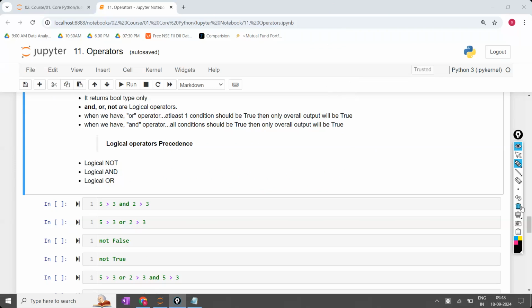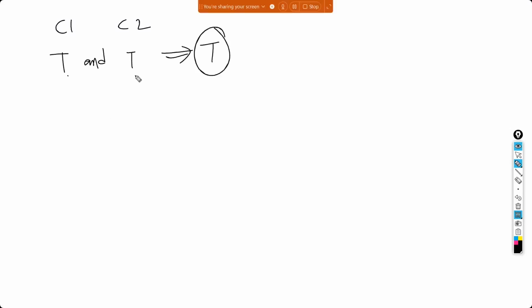Now let's take an example. For example, I have condition 1 and condition 2. Two conditions are there. Condition 1 is true, and condition 2 is also true. There are only two conditions, and both are satisfied. Then the overall output you are going to get is true. This is the printing. In the back end it will check, but printing is the final one.